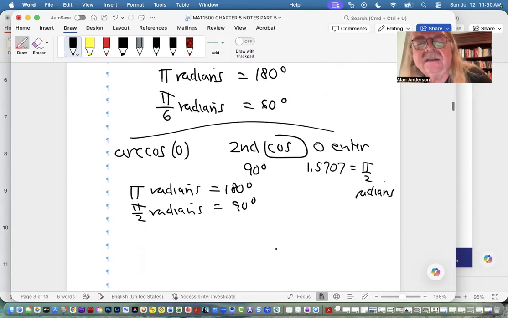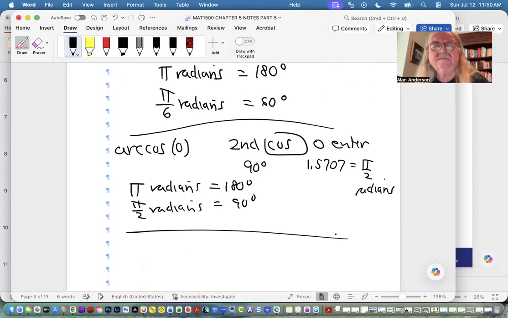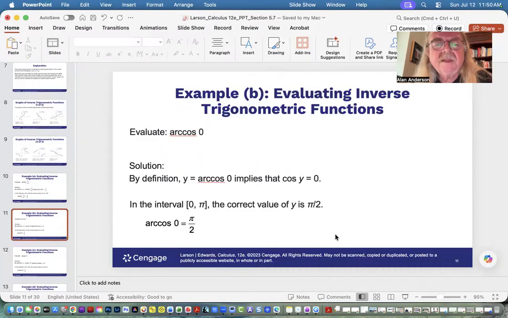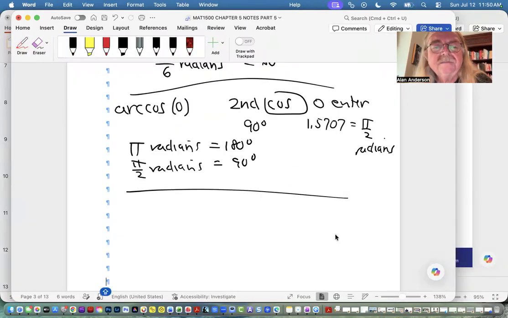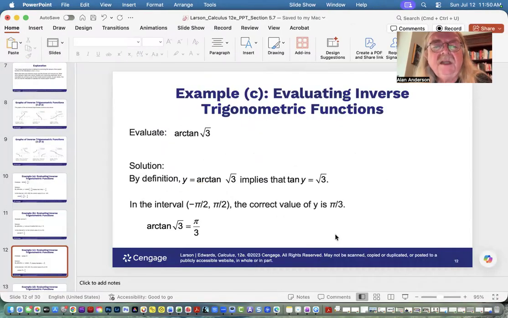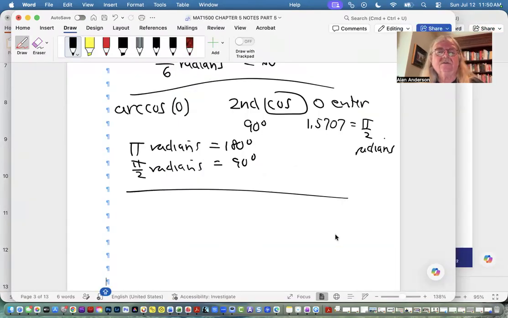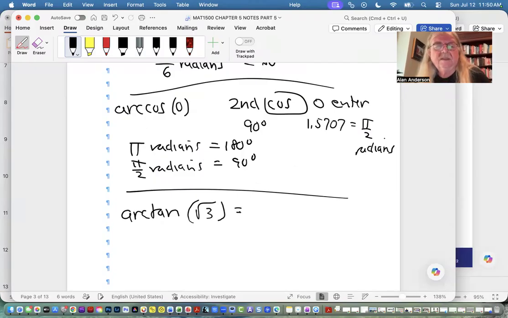All right, so I think that's enough of that. Let's get on to something else. But they are, of course, reminding you that we have to make sure we stay within the domain. All right, one more. Arctan radical 3. Um, second tangent.